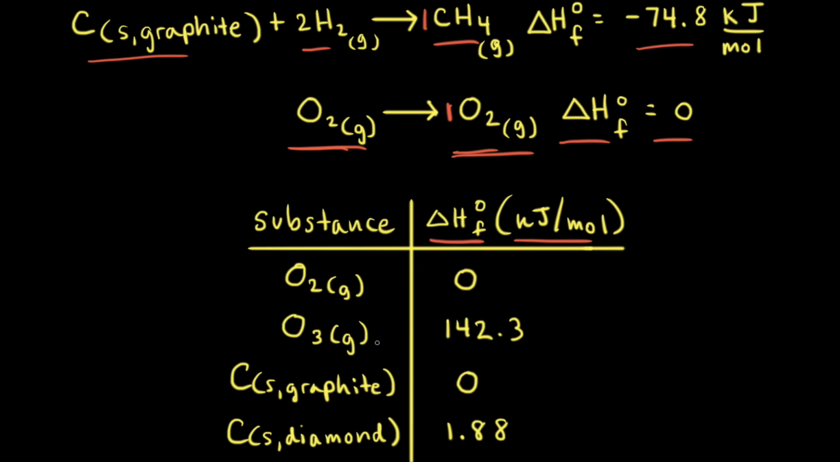Standard enthalpies of formation in kilojoules per mole are often found in the appendices of many textbooks. And if you look in the appendix of a textbook, you'll see the standard enthalpy of formation for diatomic oxygen gas, O2, is equal to 0. Ozone, which is O3, also exists under standard conditions. However, it's not the most stable form of oxygen under standard conditions, and therefore its standard enthalpy of formation is not 0. It's 142.3. Graphite is the most stable form of carbon under standard conditions, therefore it has a standard enthalpy of formation of 0. But of course, diamond also exists under standard conditions, but it's not the most stable form, so its standard enthalpy of formation is not 0. It's 1.88 kilojoules per mole.